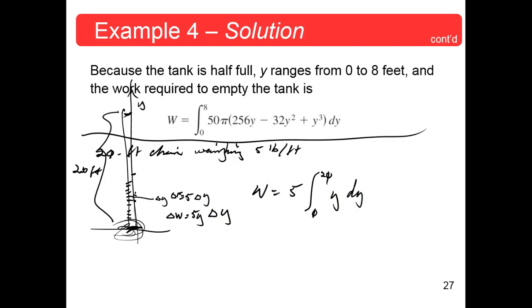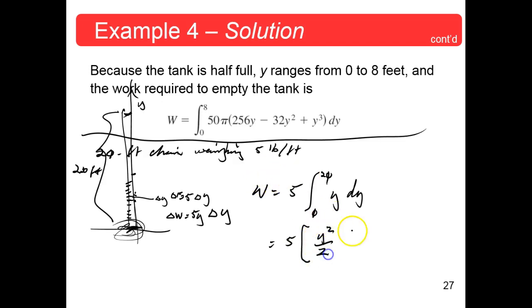Now that's a pretty easy integral to deal with, right? What would that be? I can't believe it's that easy though. Yep, it is. 5 times the antiderivative of y dy.